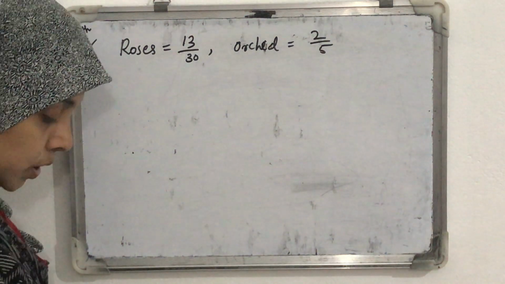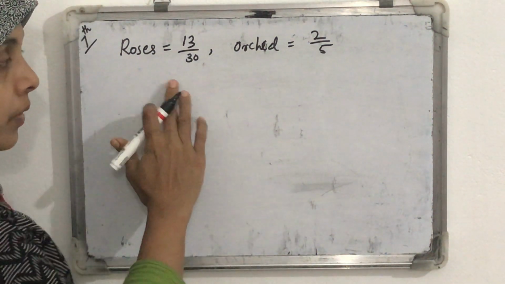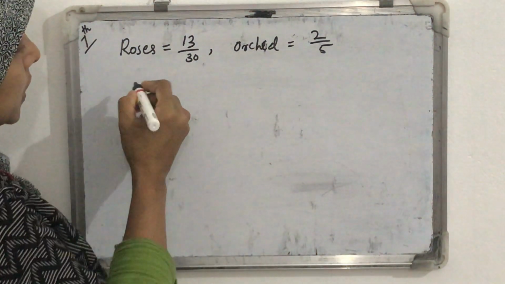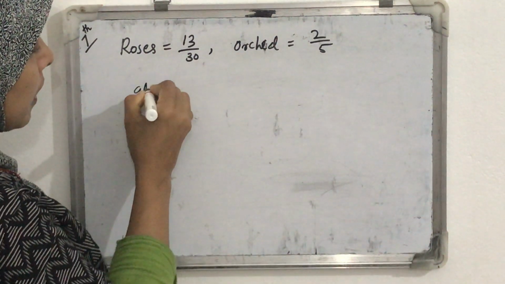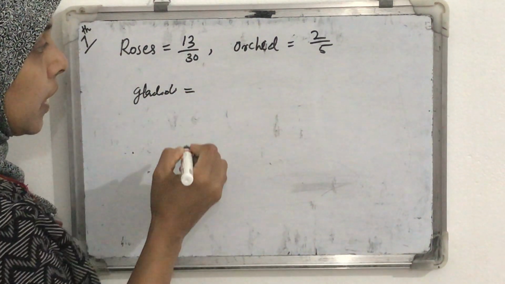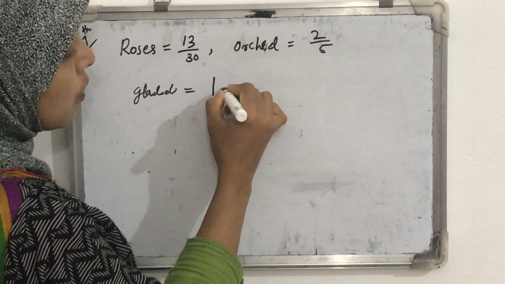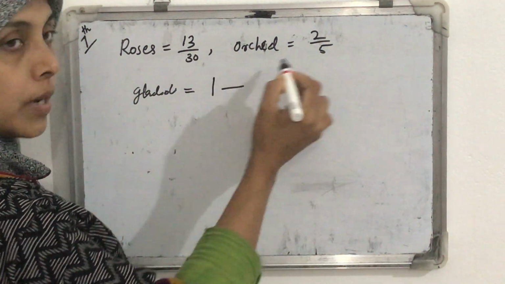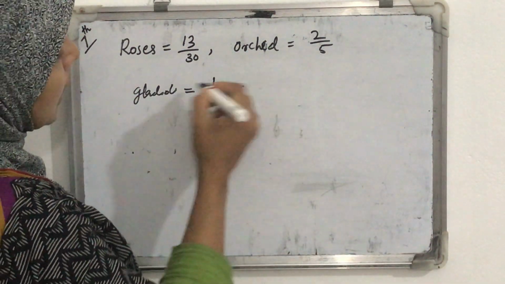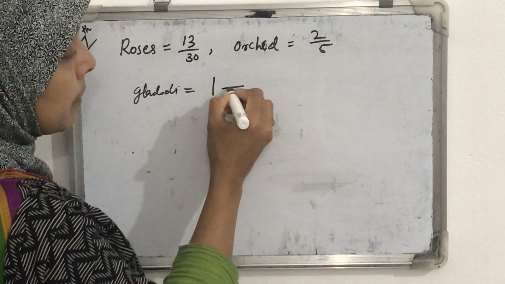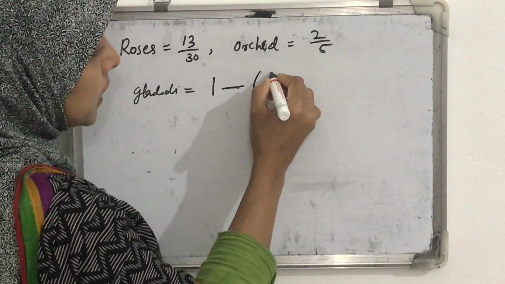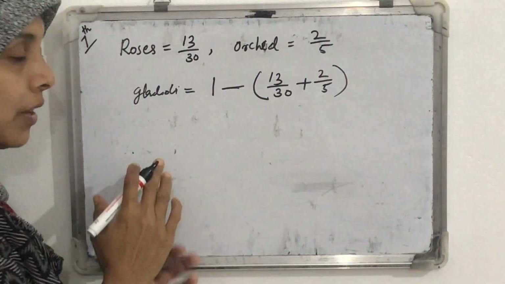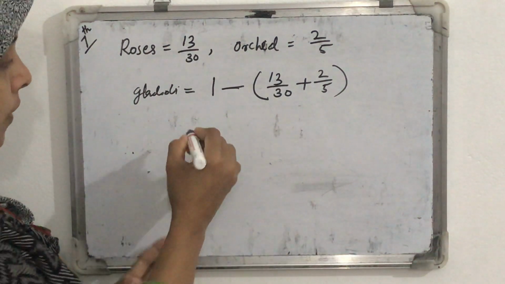So how can we find the fraction of gladioli now? When we take these three flowers together, we get the whole, which is 1. So we can find the fraction of gladioli from the whole. When we subtract the sum of roses and orchids from the whole, we will get the fraction of gladioli. So from 1, the whole part, we subtract the sum of 13 by 30 plus 2 by 5, and that will be the fraction for gladioli.